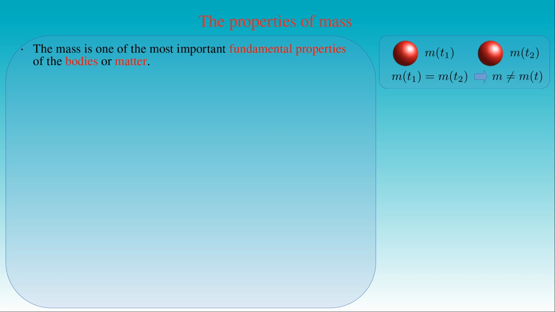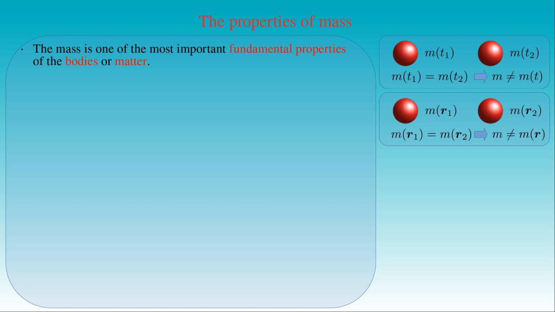If we perform the mass measurement of the ball in a given position, which is described by the position vector r1 with respect to a reference point, and we repeat the measurement in another position described by the position vector r2, then we will find that the masses measured in different positions in space are the same. That is, the mass of a body does not depend on space.